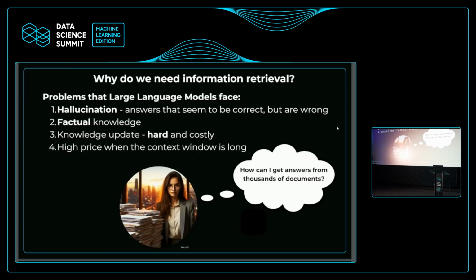If you've worked with large language models, you might have seen that they have some problems. For example, they hallucinate, meaning that the answer that they generate might look okay, but it's actually totally wrong. They struggle with factual knowledge. The update is hard and costly, and even with longer context windows and current research, it's still expensive. And what we really would like to have is the functionality where we have thousands of documents, and very quickly we can answer questions to supercharge our business with AI.